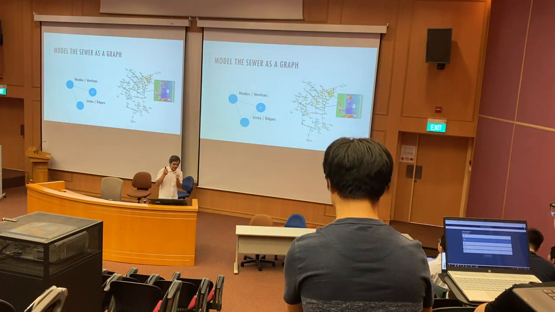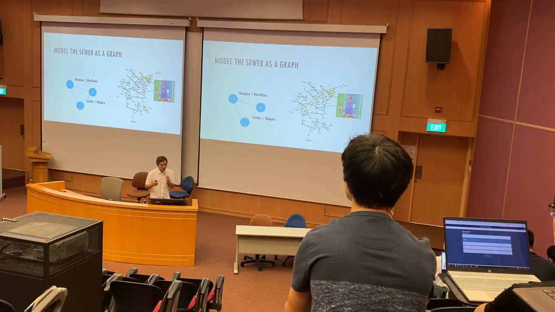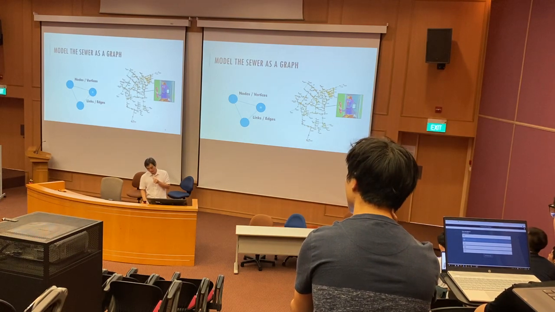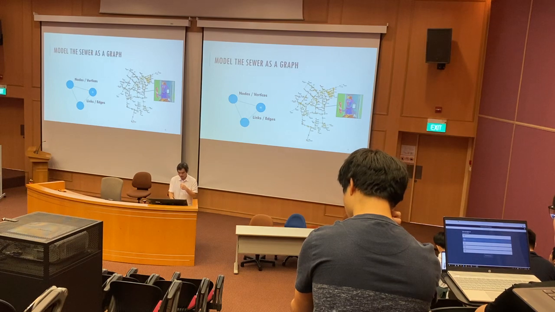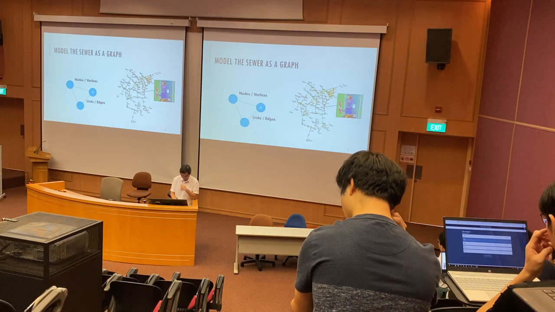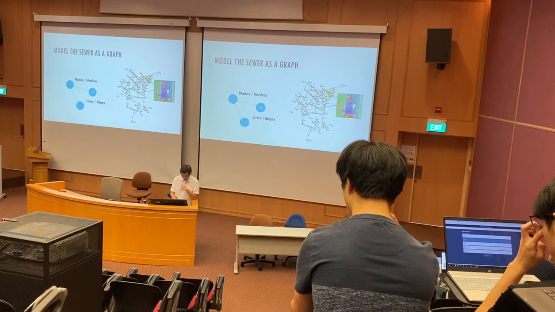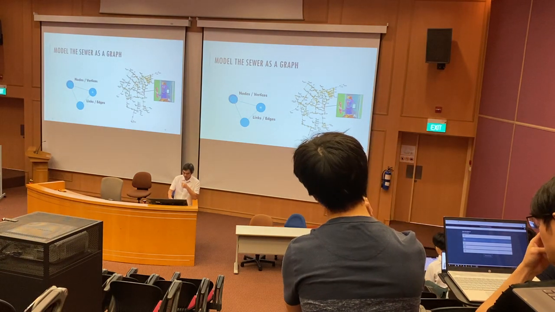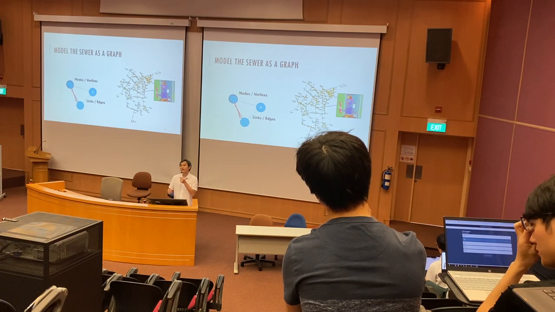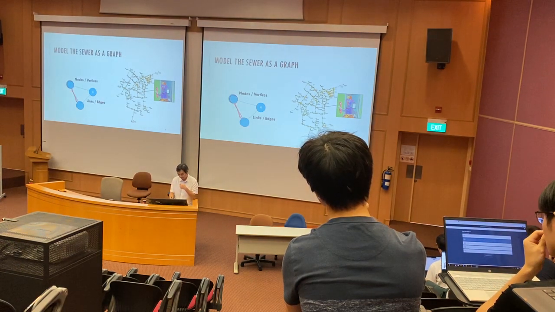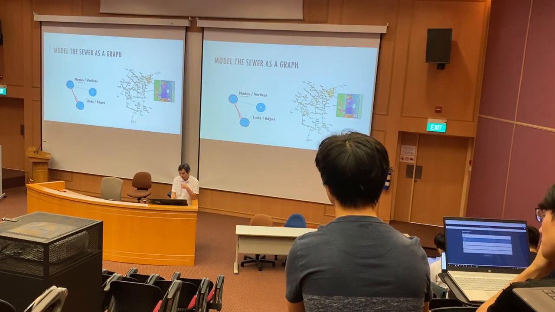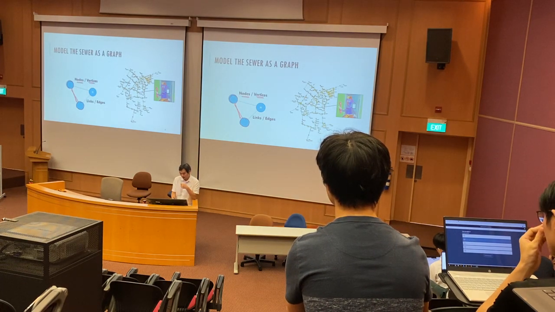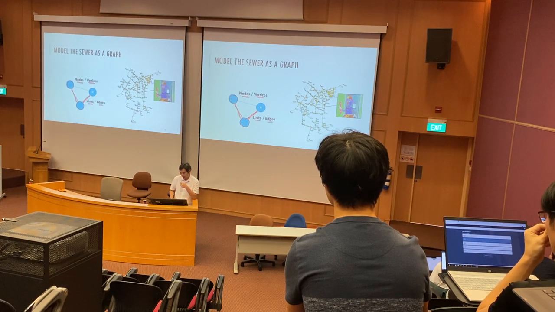Okay, so this is the idea. We're going to model the sewer system as a graph. Each node is like a position in the sewer system, and these connections are like the tunnels between each position. Each location we call a node or vertex, and each of these edges are links. These connections between two nodes are called links or edges.